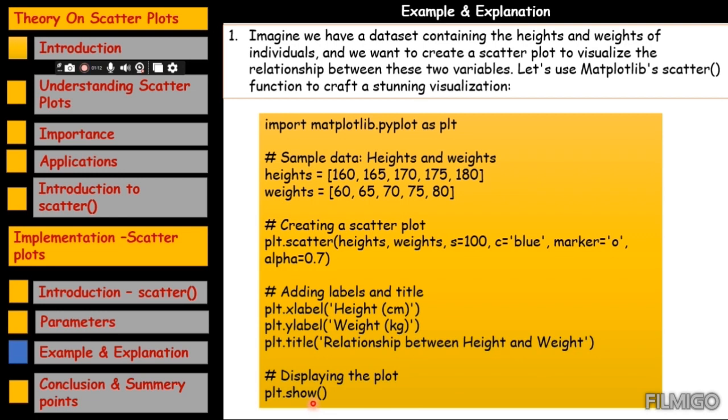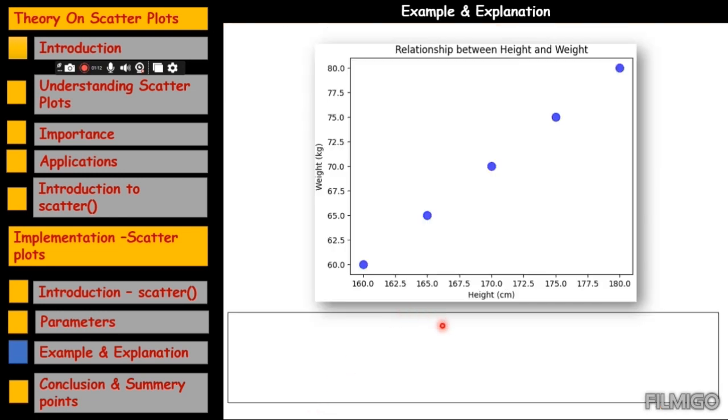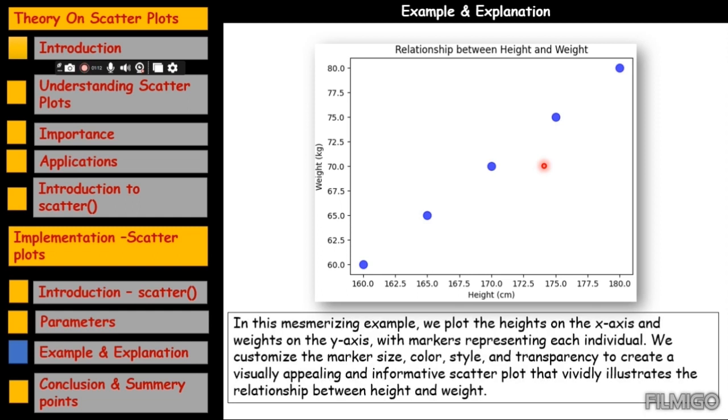Displaying the plot. plt.show(). In this mesmerizing example, we plot the heights on the x-axis and weights on the y-axis, with markers representing each individual. We customize the marker size, color, style, and transparency to create a visually appealing and informative scatter plot that vividly illustrates the relationship between height and weight.